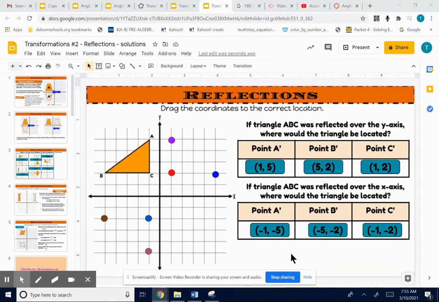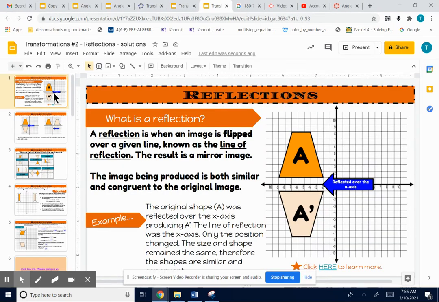Okay, this video is to help you if you're at home and you're working through the reflections slide. I'm basically going over the answers, but make sure you understand what you're doing in your slides.